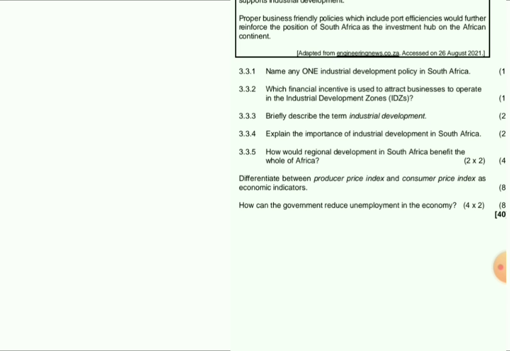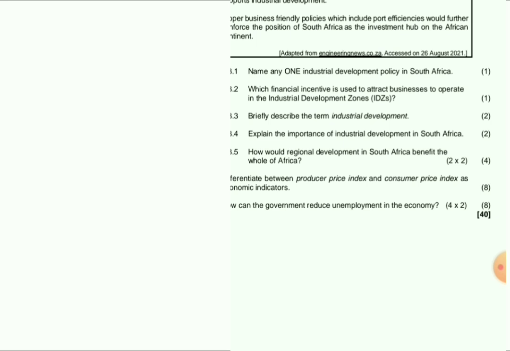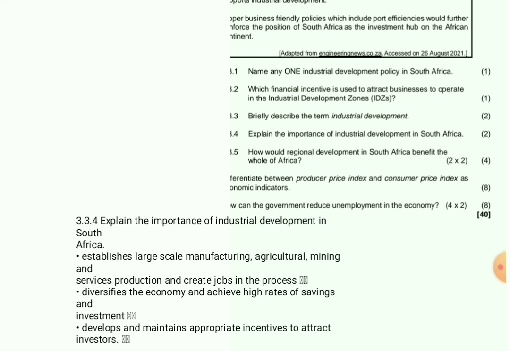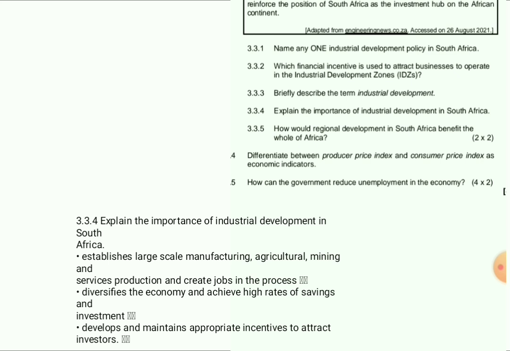Explain the importance of industrial development in South Africa. Why is it important to have industrial development? It's because it establishes large-scale manufacturing, agriculture, mining, and service production and creates jobs in the process. It diversifies the economy and achieves higher rates of savings and investment. Those are two reasons. It also develops and maintains appropriate incentives to attract investors.